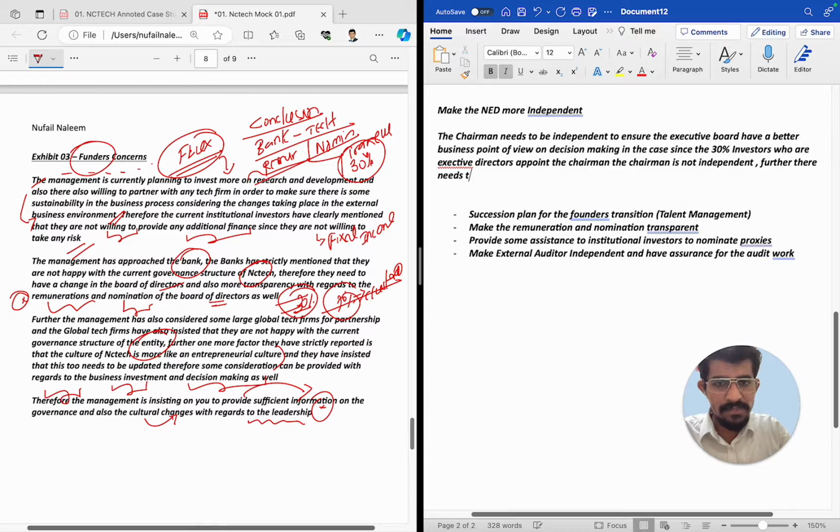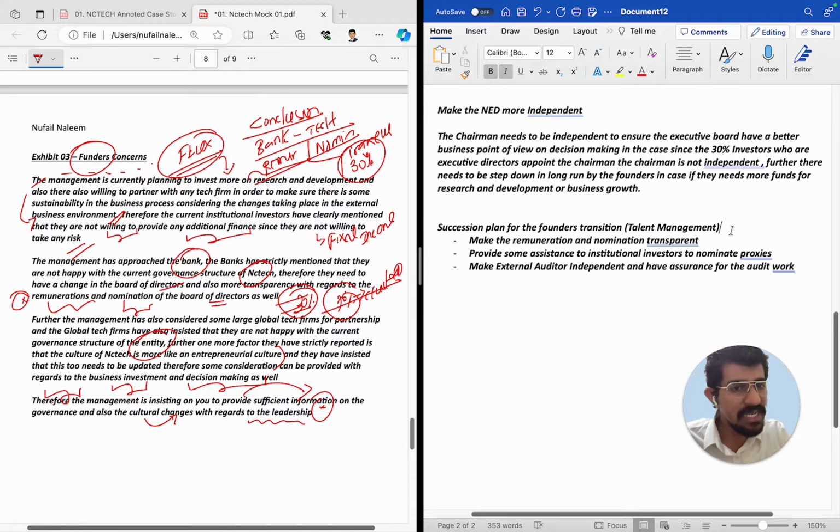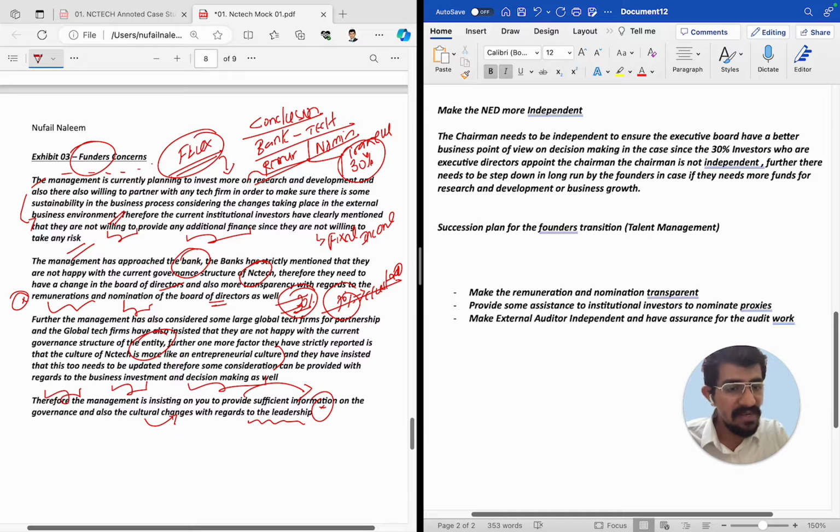Further, there needs to be a step down in the long run by the founders, in case they need more funds for research and development or business growth. Understand that very practically, students, because it is very important that you make them independent, because currently the independence for the chairman is not there. The chairman is generally more powerful, but in this case, the executive directors are more powerful.